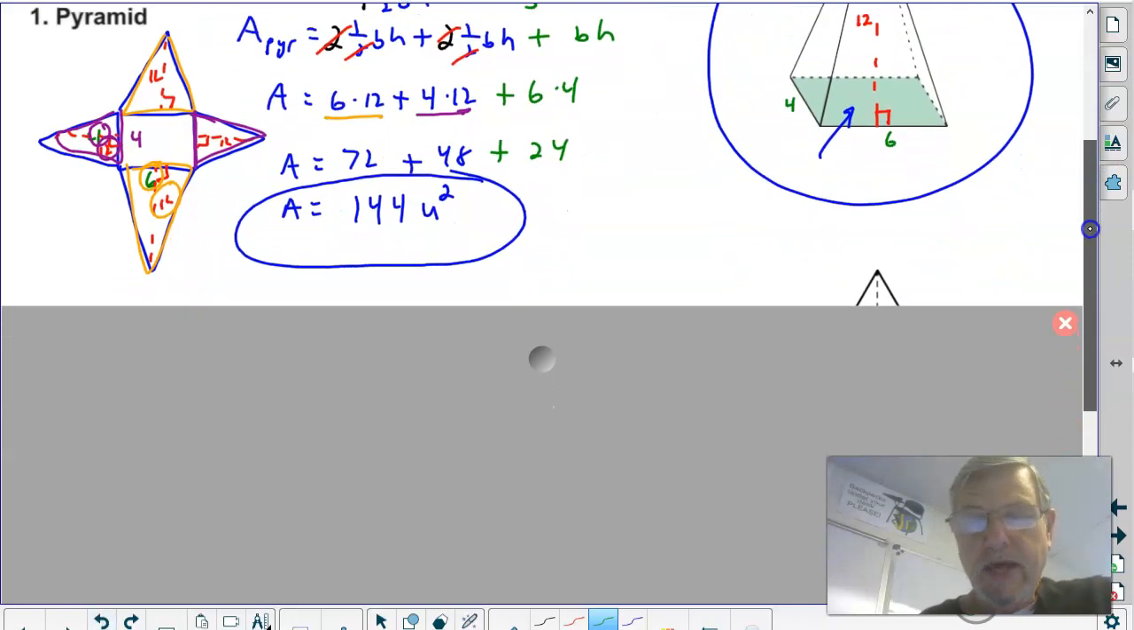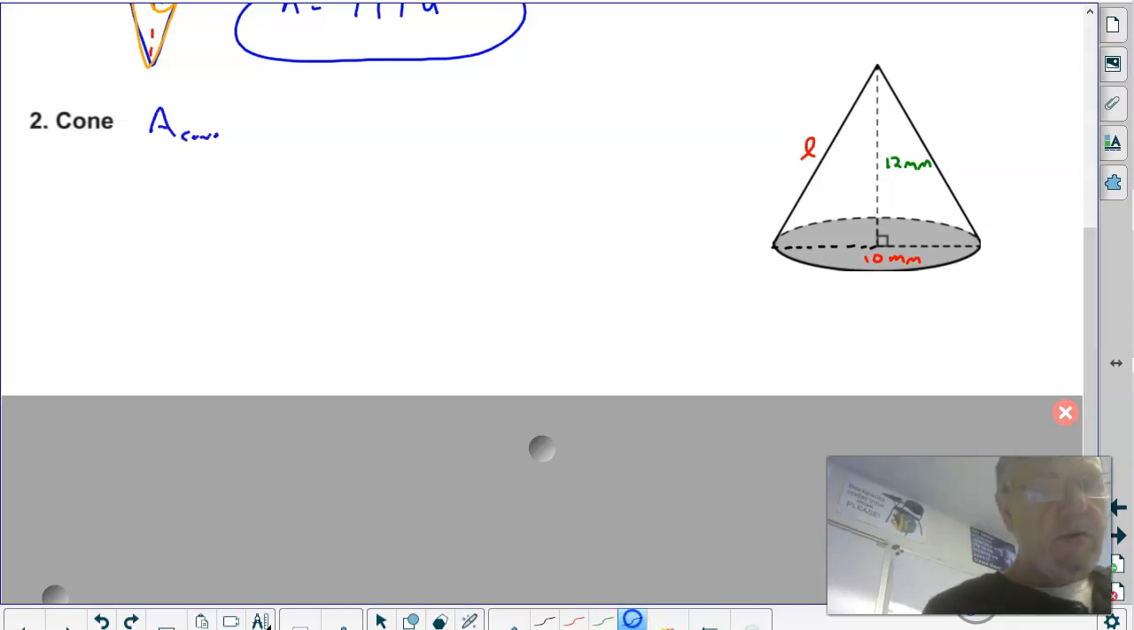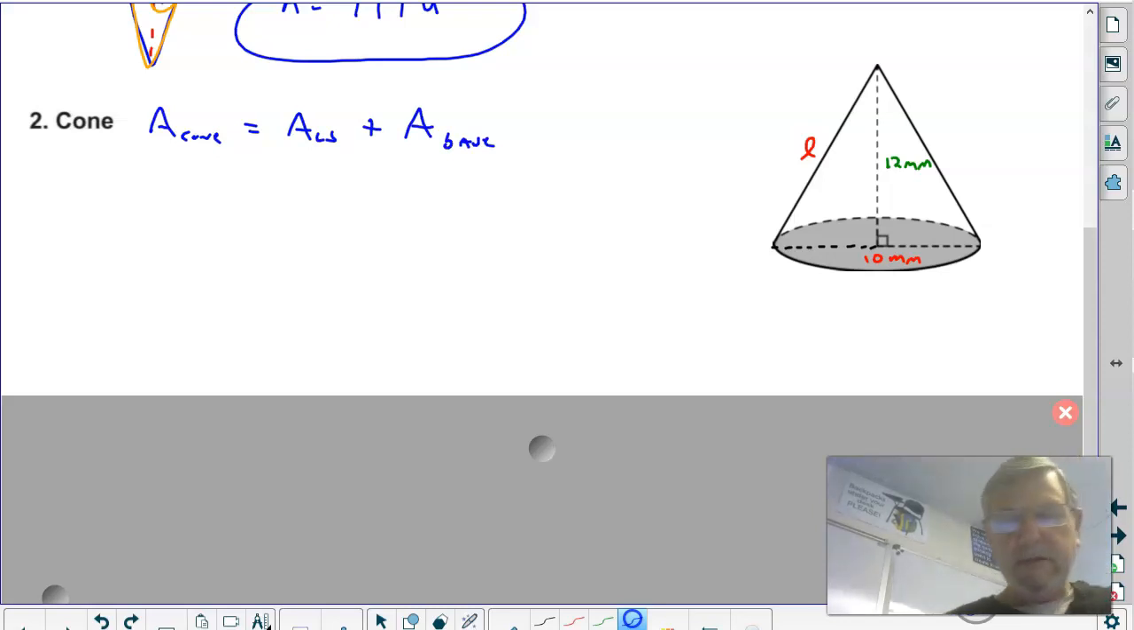Now, cones are next, and they have their challenges as well. So a cone here, a little bit different scenario, and I chose one a little bit more difficult to use. But you're going to start with your general formula. The area of the cone equals the area of the lateral surface plus, because there's only one base, the area of the base. Now to get specific, the base of a cone is a circle, so we know the area of a circle is pi r squared. So there's the area of the base.